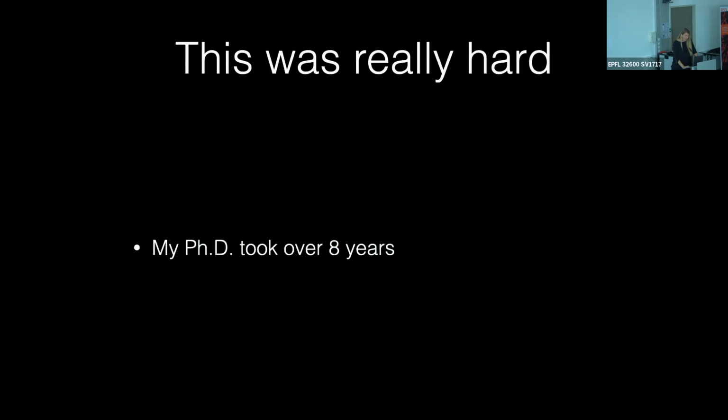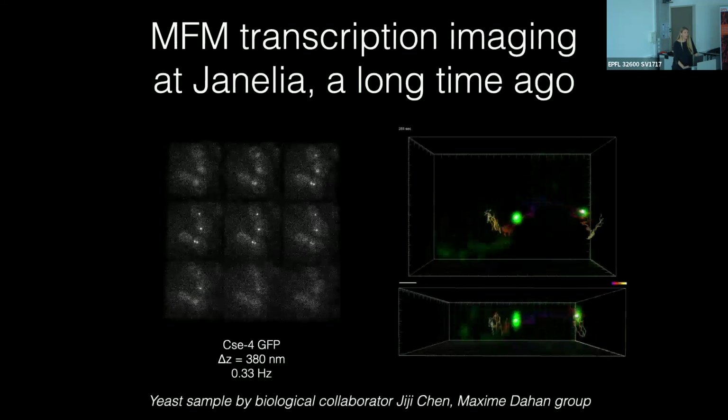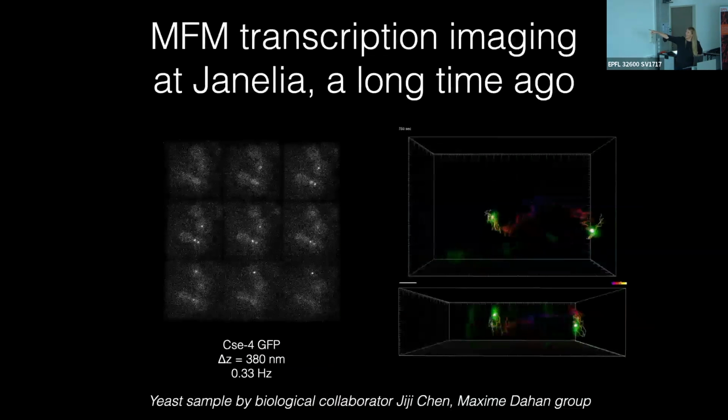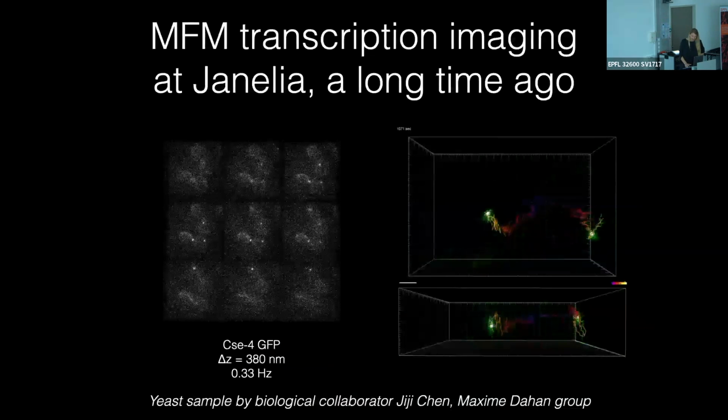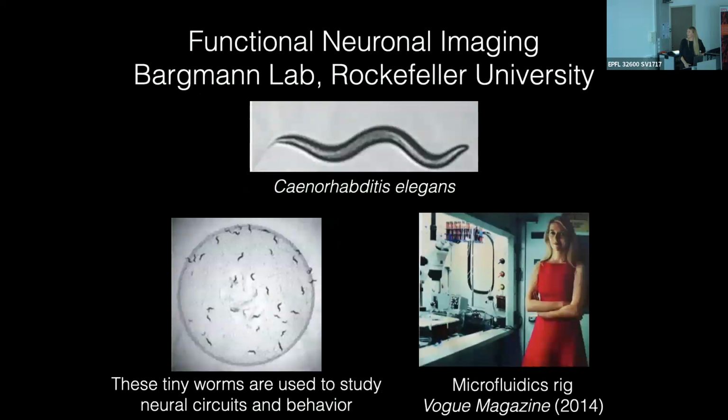So that was really hard, and it took a long time, and applying it to biological problems was one of the many things to do. So what you get is those 9 planes, and then you can track whatever it is you want to track with it. That's yeast centromeres. This is transcription factors. And then what happened is that I ended up at Rockefeller University.